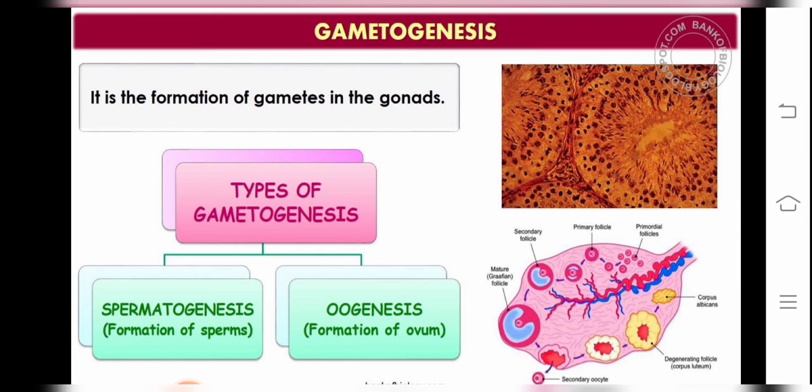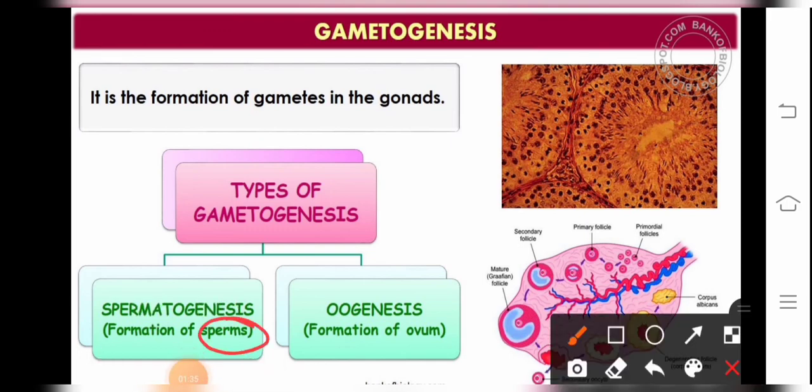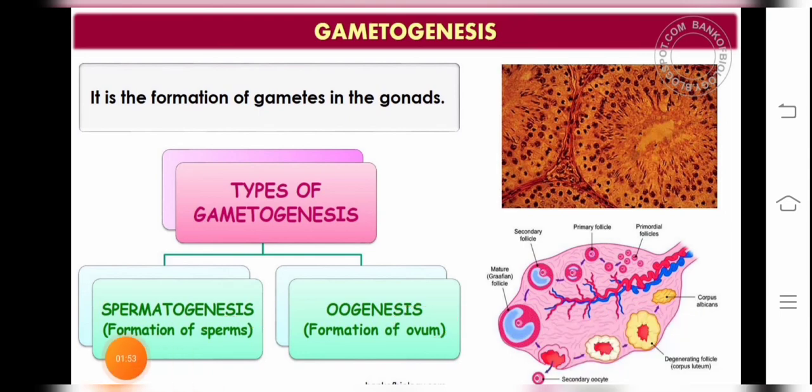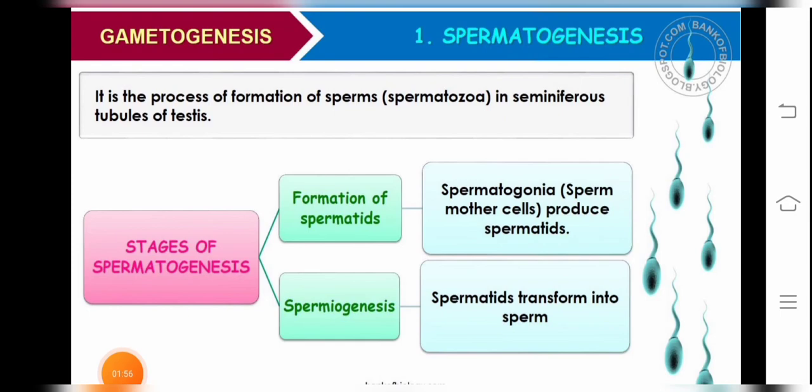There are two types of gametogenesis. One is spermatogenesis, which refers to the formation of sperms. The second one is oogenesis, nothing but formation of ovum. By now we are clear that formation of sperm takes place in the testes and formation of ovum takes place in the ovary, right? Now let us discuss spermatogenesis in detail. I think the definition will be clear.